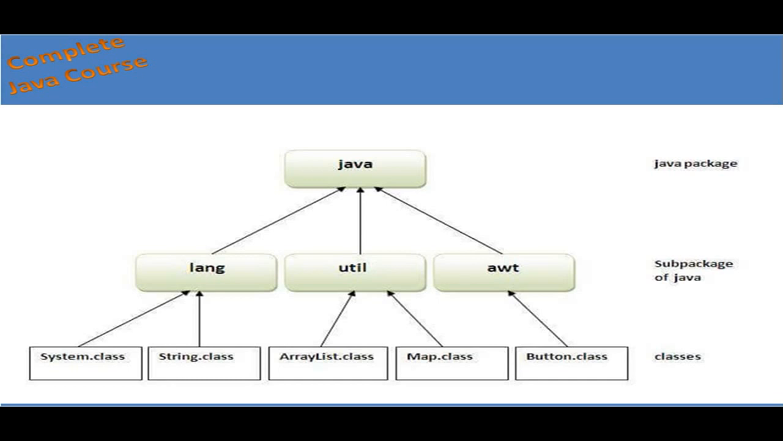So here you can see the structure. First is java. Java is a package, and within java there are some packages. These are called sub-packages: the lang package, util package, awt package, and within these packages we keep the related classes. Like in the lang package we keep System.class, String.class. In the util package we keep the ArrayList class, Map class, and in awt we keep Button and other UI related classes.